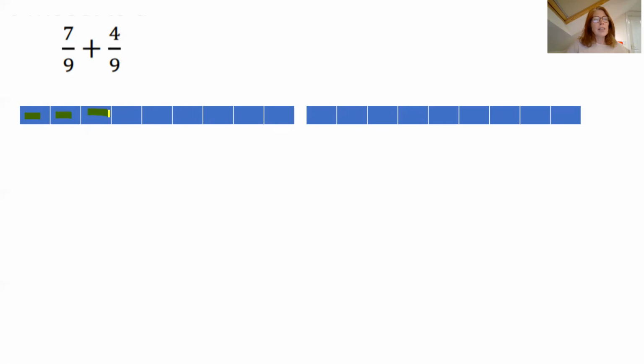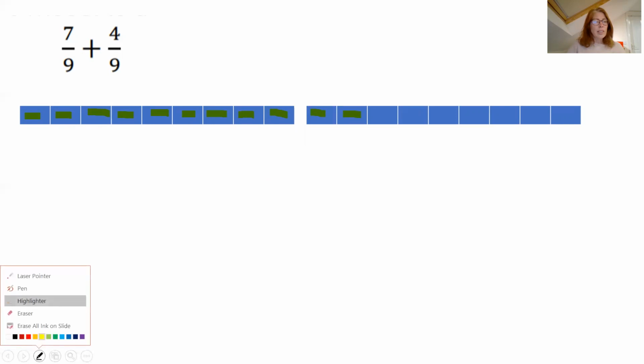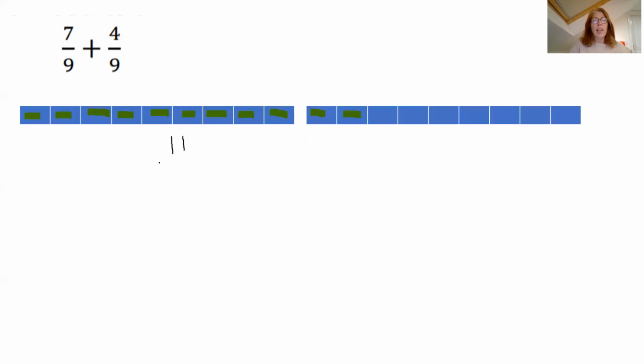So I'm going to show you the 7 ninths. 1, 2, 3, 4, 5, 6. There's my 7 ninths. And I want to add 4 more ninths to it. I'm going to carry on filling in this model. 1, 2, 3, 4. Okay, so I've still got the same answer because I have coloured in 11 parts. 7 ninths and 4 ninths, I have coloured in 11 and my whole is 9.